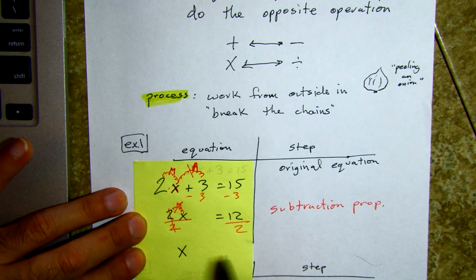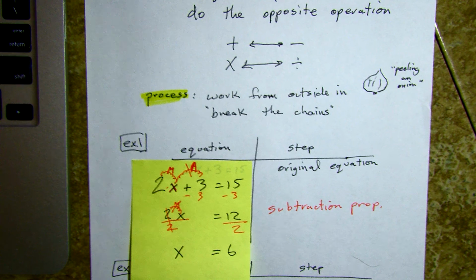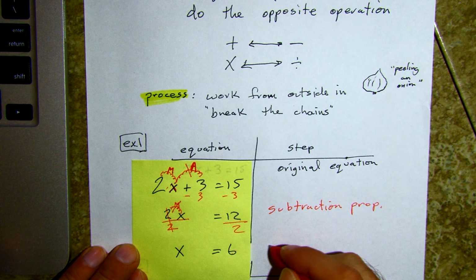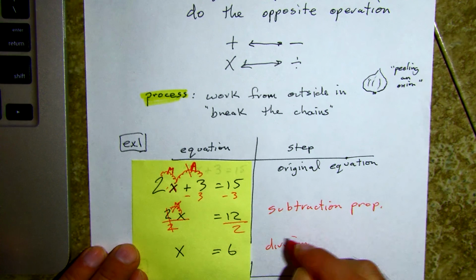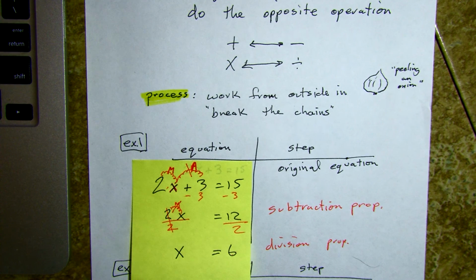What we're left with is x equals 6. And how did I go from this line to this line? What did I do to arrive here? Good, I divided. Division property. And writing property, you know, that's just put P-R-O-P, prop. Give it some props. All right, are we done?